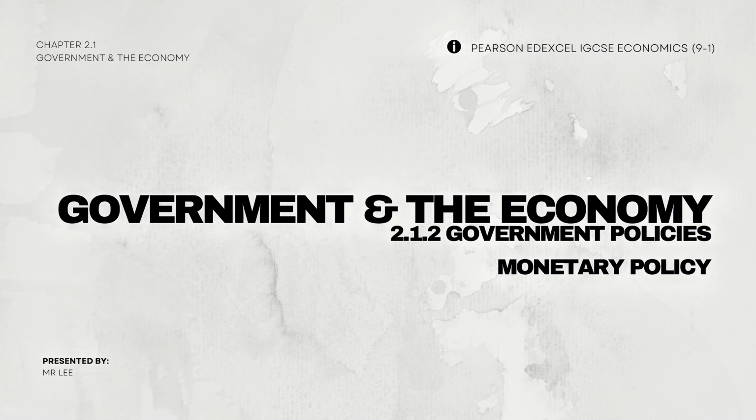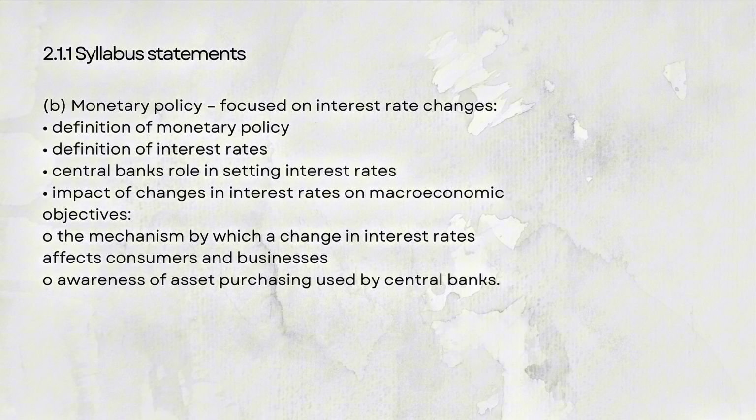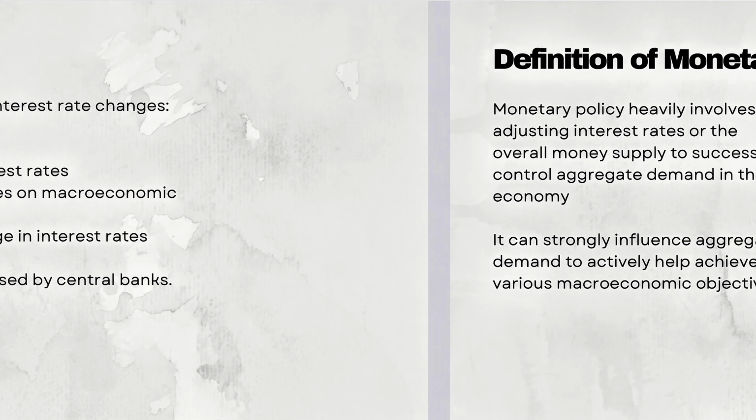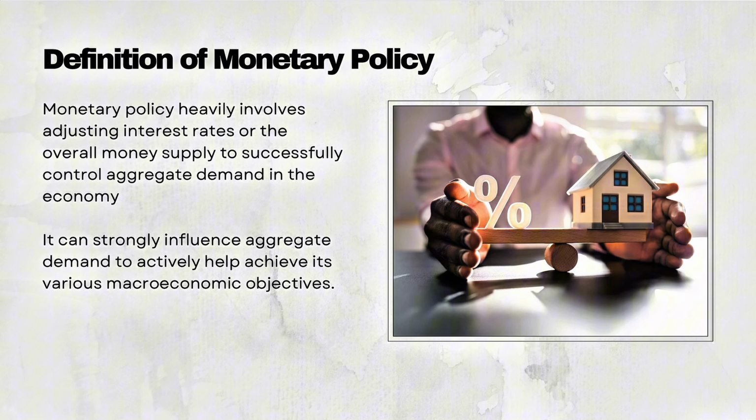In this video, I'm going to be guiding you through Chapter 32, Monetary Policy. The definition of monetary policy is adjusting the interest rates or the overall money supply to successfully control aggregate demand in the economy. It can strongly influence aggregate demand to actively help achieve its various macroeconomic objectives.